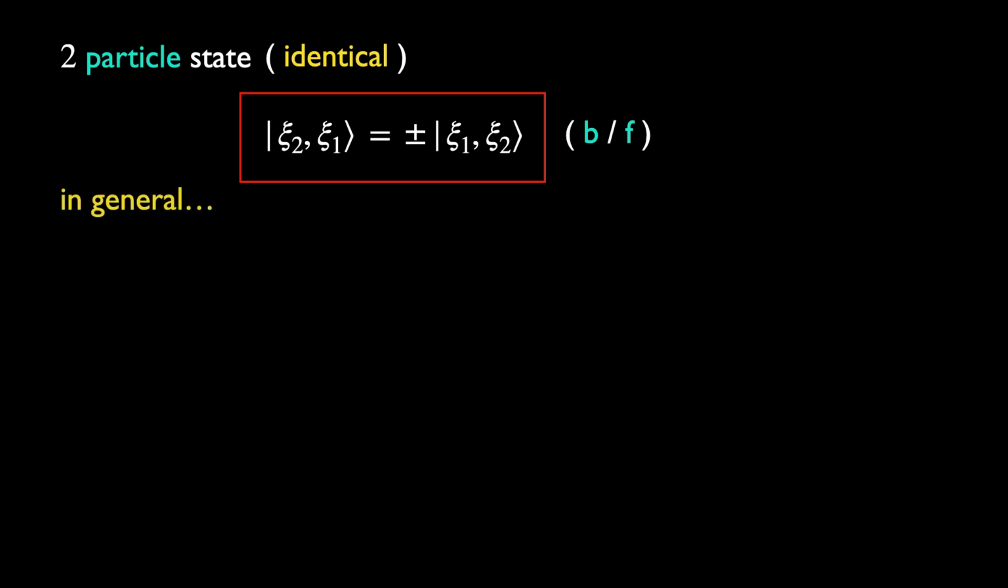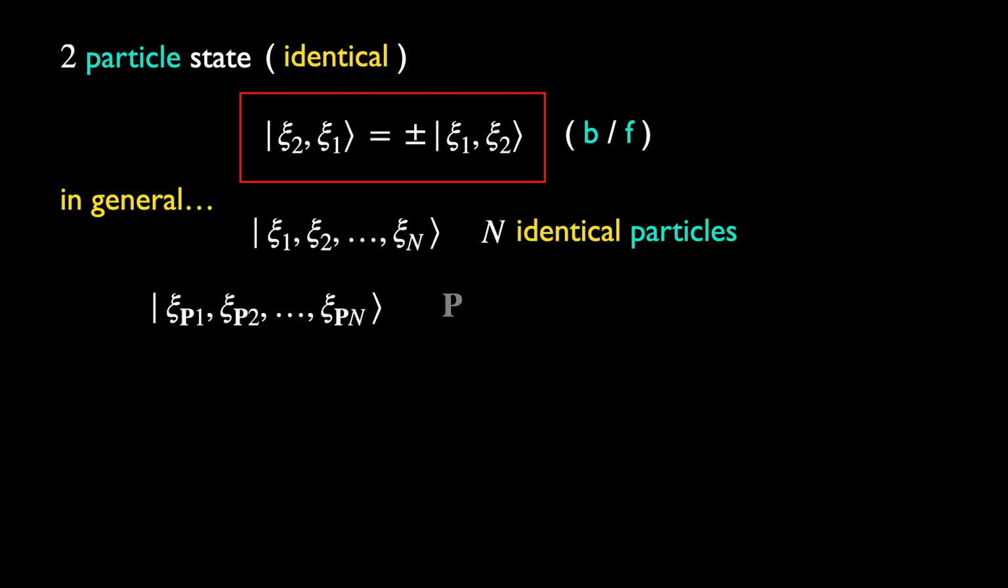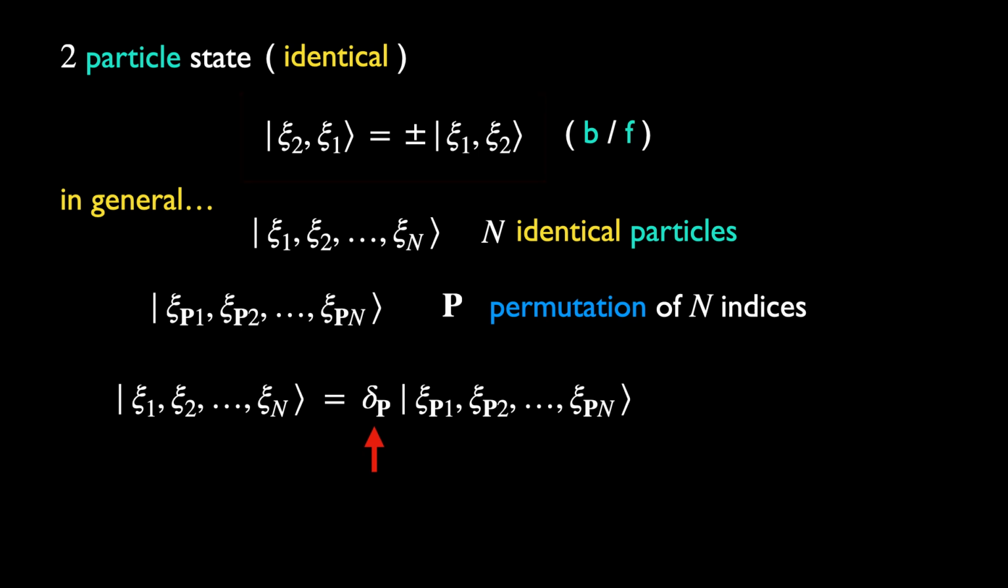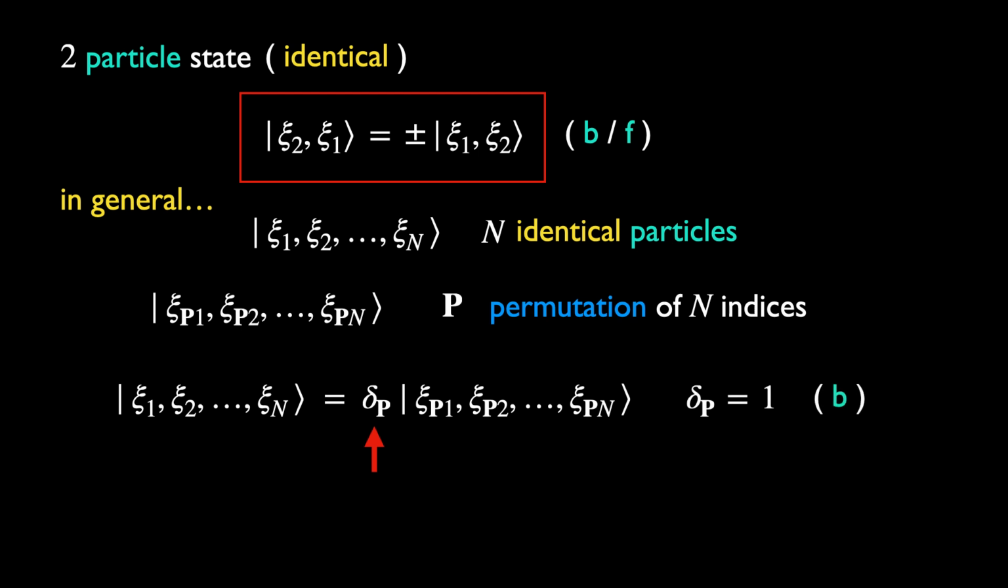We can generalize this result to n identical particles. For some arbitrary permutation p of the states of the particles, we gain a sign delta p according to the rules above. Note that the exchange of two particles is also known as a transposition, as in the red box. For the boson, delta p is just equal to 1 for any permutation, while for fermions, delta p is equal to the sign of the permutation.